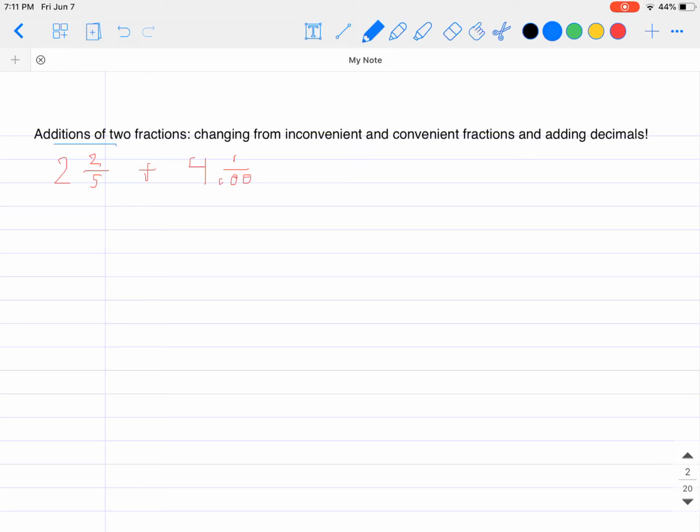In this video, we'll be talking about addition of two fractions, changing from inconvenient and convenient fractions to decimal form and then adding the decimals afterwards. So for starters, let's acknowledge that 2 2/5 is an inconvenient fraction since the 5 is not a base 10. So this is inconvenient.